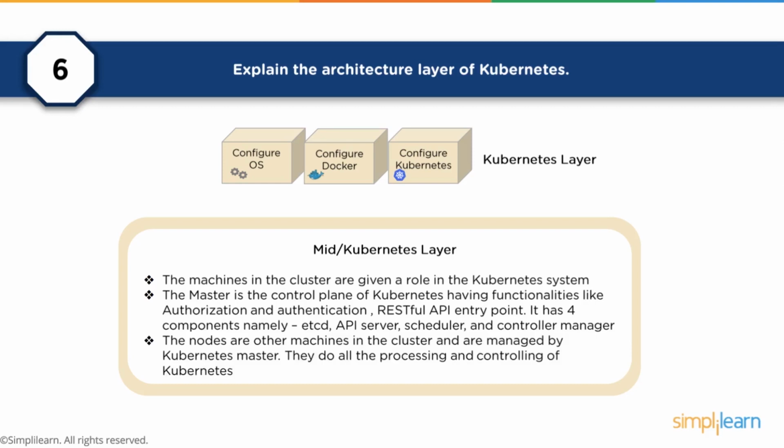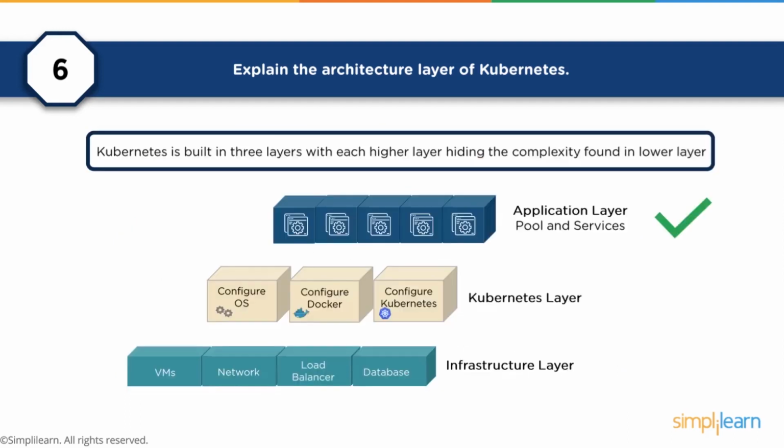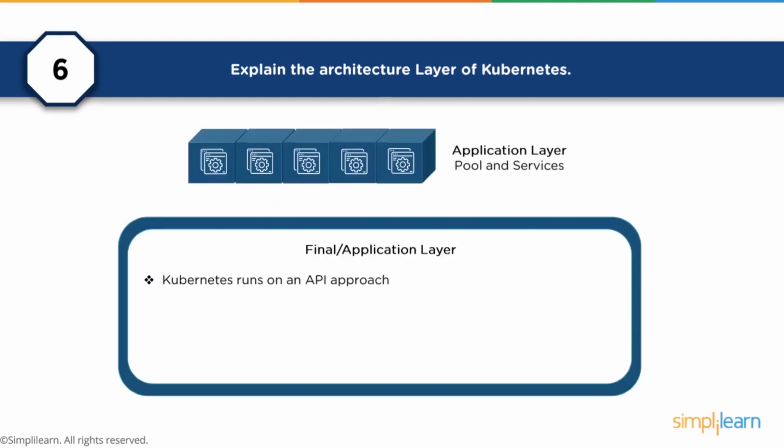And then you'll be able to cluster all of these Kubernetes together so that they're all working and processing as one single unit. And then finally, let's look at the application layer where you actually have your apps. And so the application layer, where you have your pods and your services, Kubernetes will use API to connect in and out of this layer.